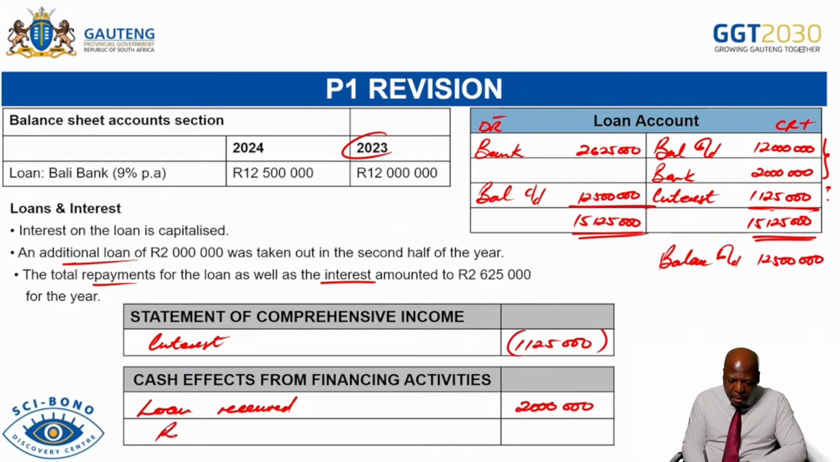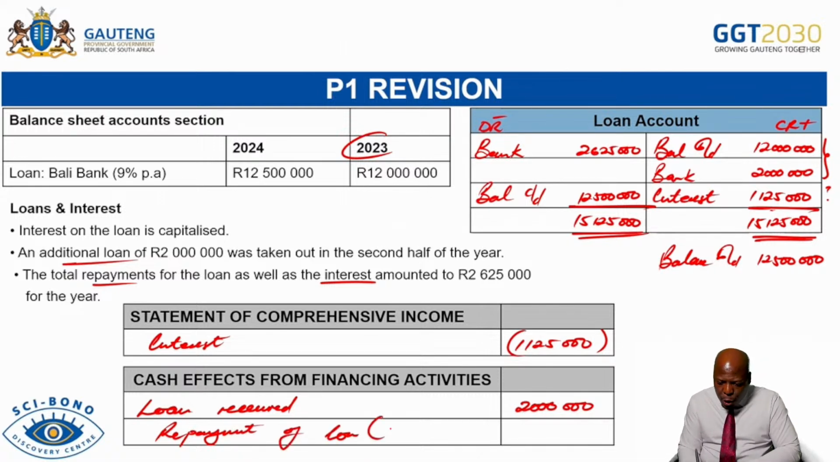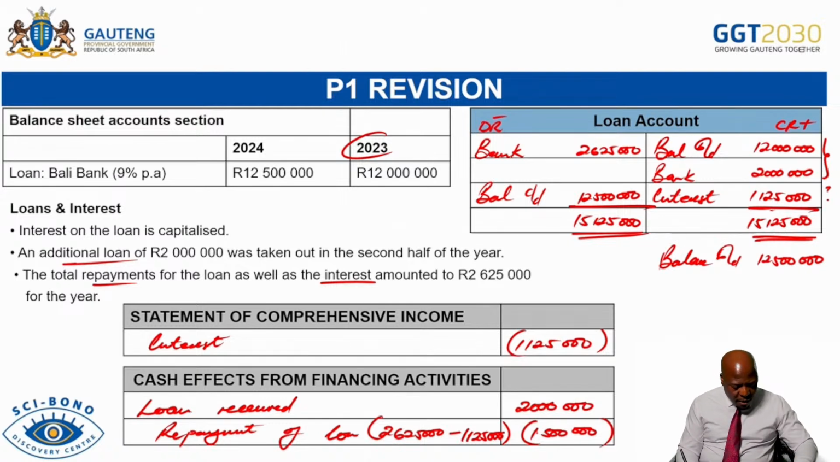And at the same time, we have repayment of loan. And the repayment of loan now, I'm going to say the 2,625,000. Then I'm going to remove the interest, which is 1,125,000. And then I'm going to remain with just 1.5 million. And that is the repayment on the loan. Okay, so this, I just found it to be a very interesting adjustment. And I thought, you know what, let me just bring it here.